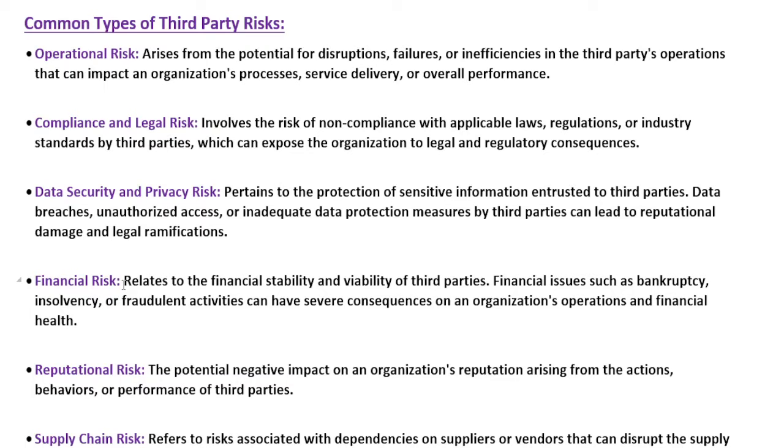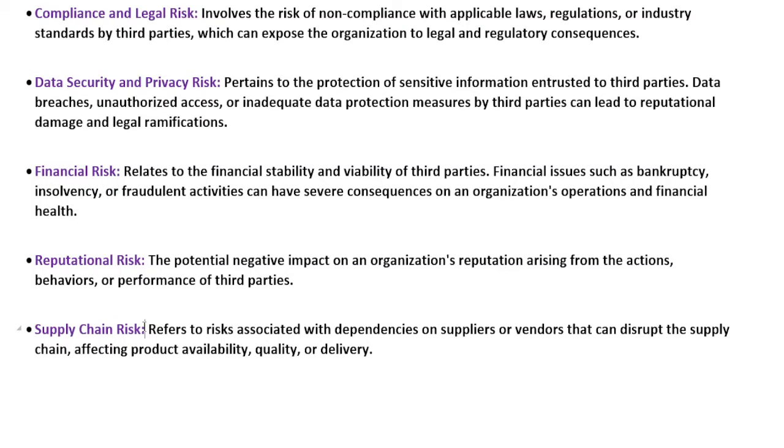Okay, the next type is reputational risk. Basically it is the potential negative impact on an organization's reputation arising from the actions, behaviors, or performance of third parties. Okay, the sixth type is supply chain risk. It refers to risk associated with dependencies on suppliers or vendors that can disrupt the supply chain, affecting product availability, quality, or delivery. Okay, like for example, assume there is a company that manufactures electronic devices, and due to natural disasters they face supply chain disruptions. Okay, so that is the example of supply chain risk. Okay, so all these are the common types of risk.